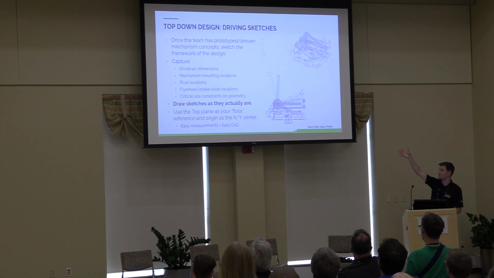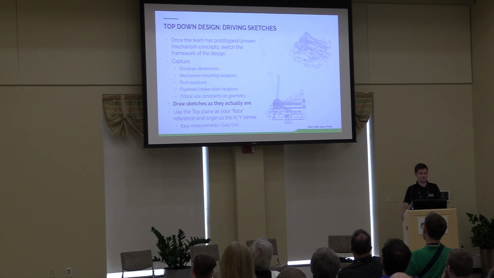That's when you're going to build out things like this. And again, you can see this is the driving sketches for 6328's robot. And what are you mostly looking to capture? Looking to capture things like drivetrain dimensions, mechanism mounting locations, pivot locations, anything that basically has a bearing. You want to make sure you know where all the bearings are for your intake rollers, for your flywheels, for your handoff. That is the most critical structure of a robot. So that is what everything else needs to be built around, and make sure that everything ends up in the right location, so when it all comes together, it actually works like the prototypes did.